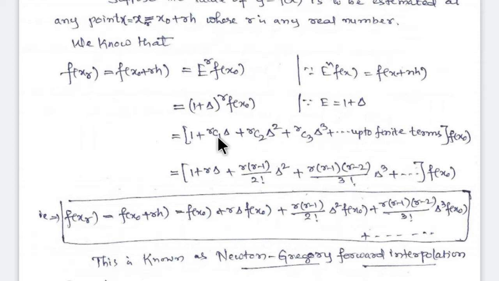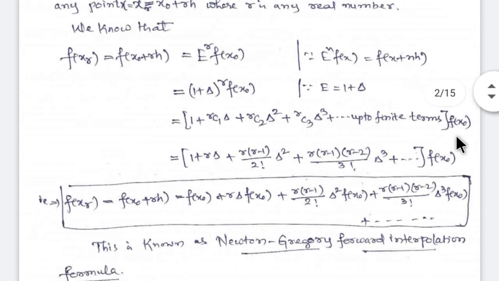This is equal to 1 plus rC1 delta plus rC2 delta square plus rC3 delta cube plus up to finite terms. After closing the bracket, f of x0 you write as it is. Using combination values, you have to write rC1 means r, 1 plus r delta plus r into (r minus 1) divided by factorial 2, this is rC2 value, into delta square plus rC3. This can be written r into (r minus 1) into (r minus 2) divided by factorial 3 delta cube plus etc., into f of x0.